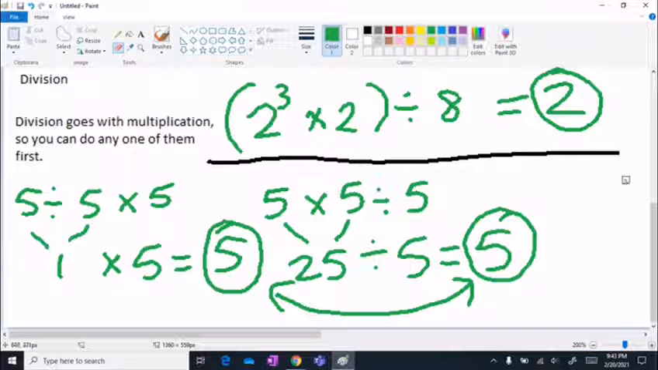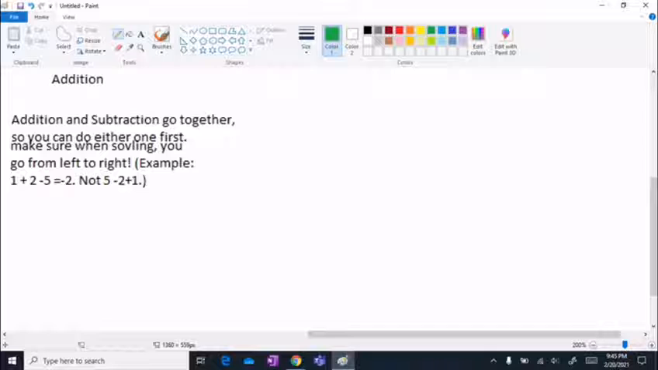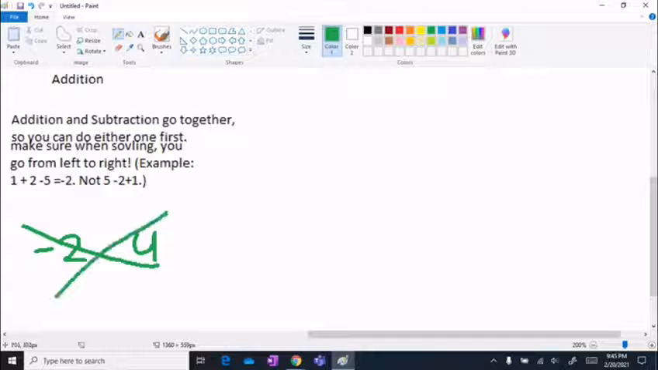Simple. We just have 2 more things to go until we just learned the whole order of operations and how to solve it. Now we're on to addition. On the description, it says addition and subtraction go together, so you can do either one first. Make sure when solving, you go from left to right. Example, you want to go 1 plus 2 minus 5, which equals negative 2. Don't do it backwards and go 5 minus 2 plus 1. Because if you do your math, 5 minus 2, 3 plus 1 is 4. And you get 2 different answers, which you do not want people to get confused with.